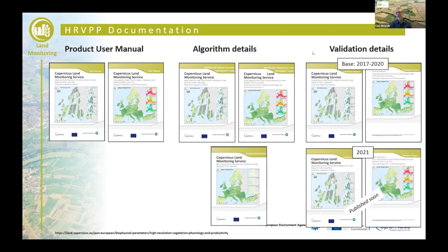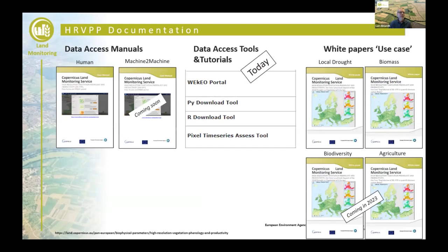And then we have a number of reports that present the validation results from the independent validation team that carried out, and continue to carry out, checks on the general validity of our products. We have some data access manuals as well, one for accessing the data by human use, looking and clicking. And then we will have another manual coming soon about machine-to-machine data transfer.